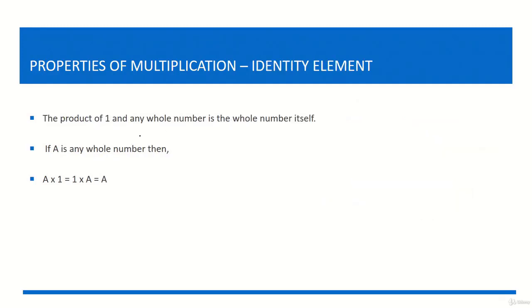Properties of multiplication: identity element. The product of 1 and any whole number is the whole number itself. If you multiply any number by 1, you get the whole number itself. For example, 3 into 1 is equal to 3, 5 into 1 is equal to 5. If you multiply any number by 1, it gives the number itself. Here 1 is the identity element.